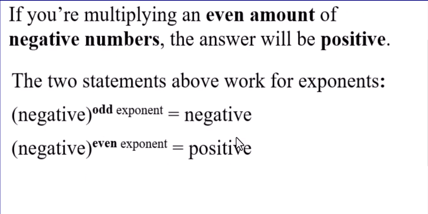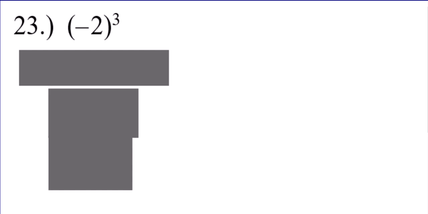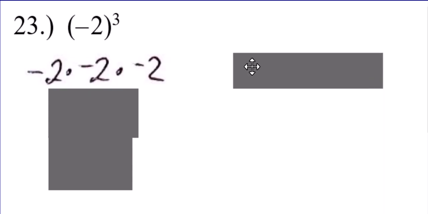And these statements will work for exponents. If you have a negative number in parentheses taken to an odd exponent, the answer will be negative. If you have a negative number taken to an even exponent, the answer will be positive. Let's practice that on problem number 23. We have a negative number to an odd exponent, so I already know this answer is going to be negative, but let me prove it to you.